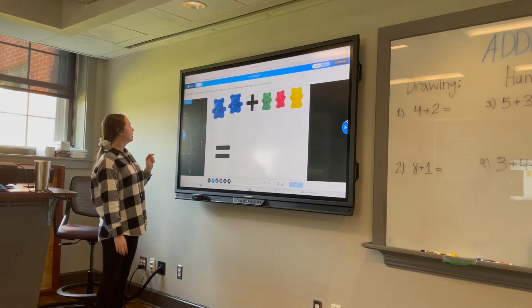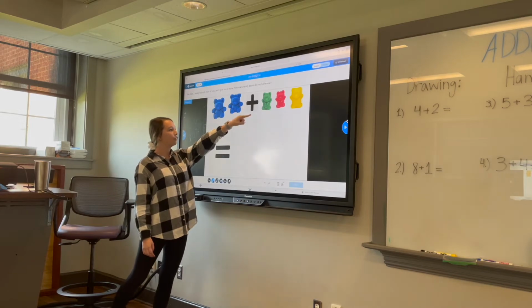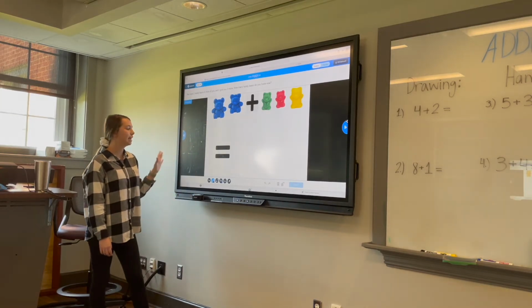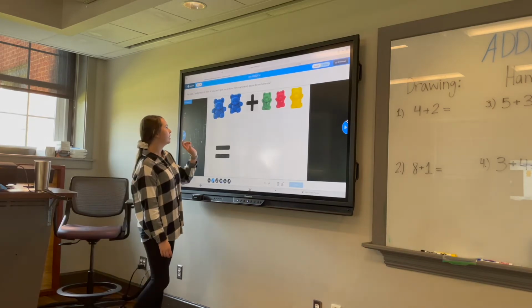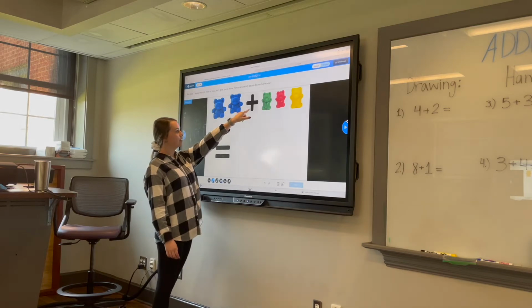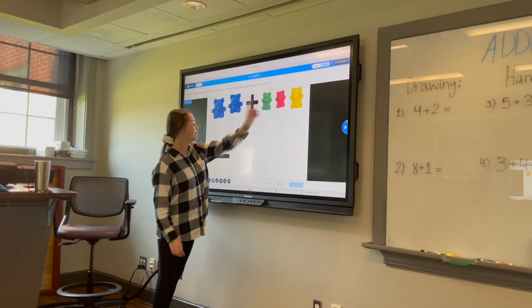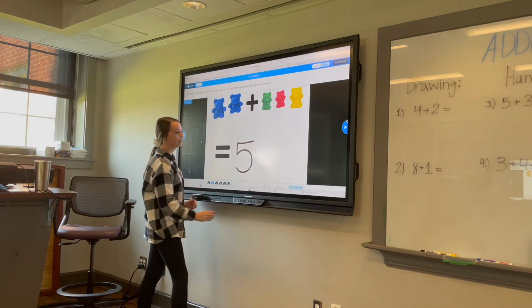Now we can see that we have 2 teddy bears in front of us. And then we're going to add 3 more teddy bears. Now how many teddy bears do we have together? If we were going to do this problem, we would count them together. So we do 1, 2, plus 3, 4, 5. So the answer to this problem would be 5.